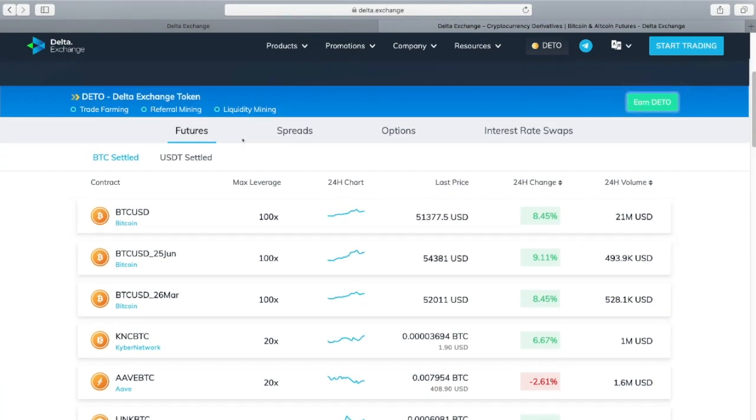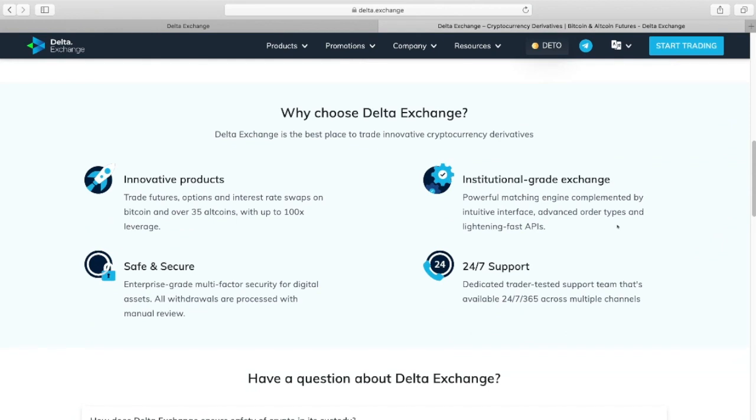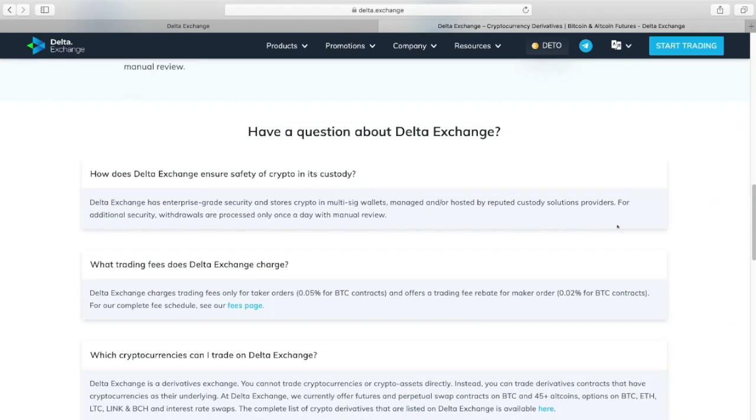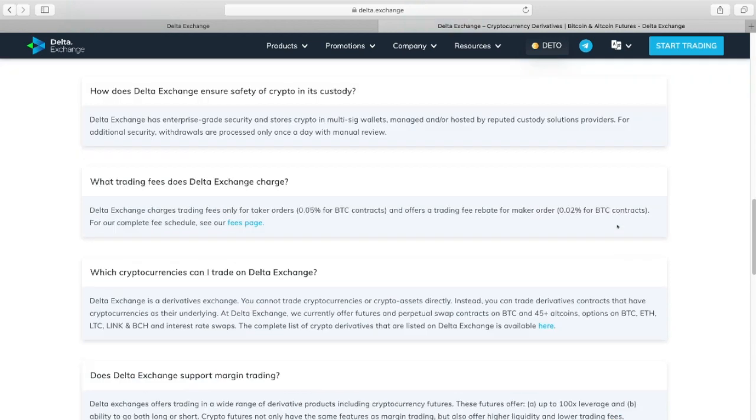Okay, it's very simple. We have futures, spreads, options, and interest rate swaps. Also, here is why you can choose Delta Exchange: innovative products, a safe and secure institutional-grade exchange, and 24/7 support. And a lot of questions you can get answered.